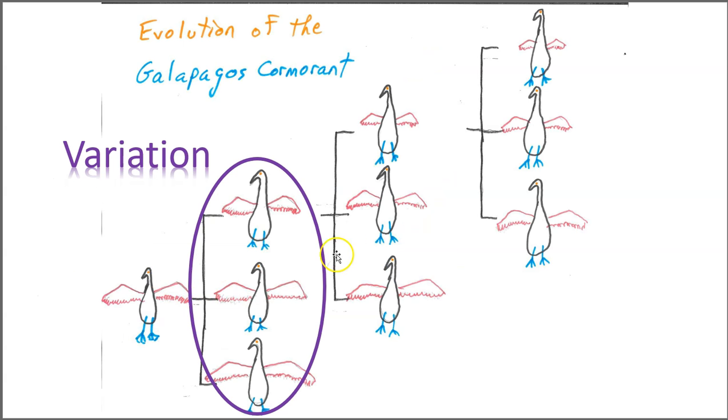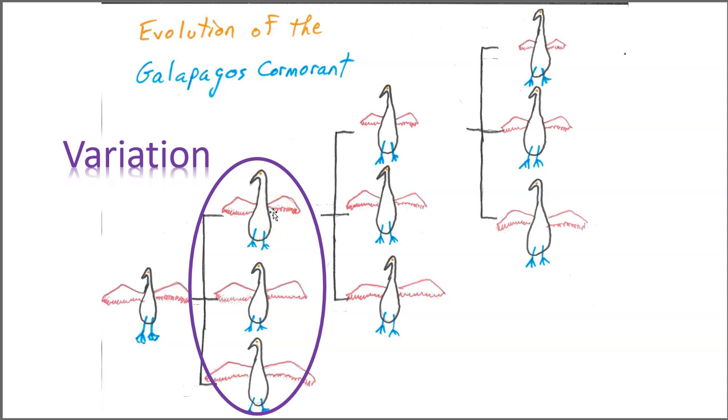Now, we encountered our bracket diagrams in a previous lesson on natural selection. Let's use it to help us understand the evolution of the Galapagos cormorant. Here we again have the parents and we have offspring showing variation. In this case, we're interested in wing size. Notice we're putting the smaller winged bird up here on the top. This is the one that's going to have an advantage.